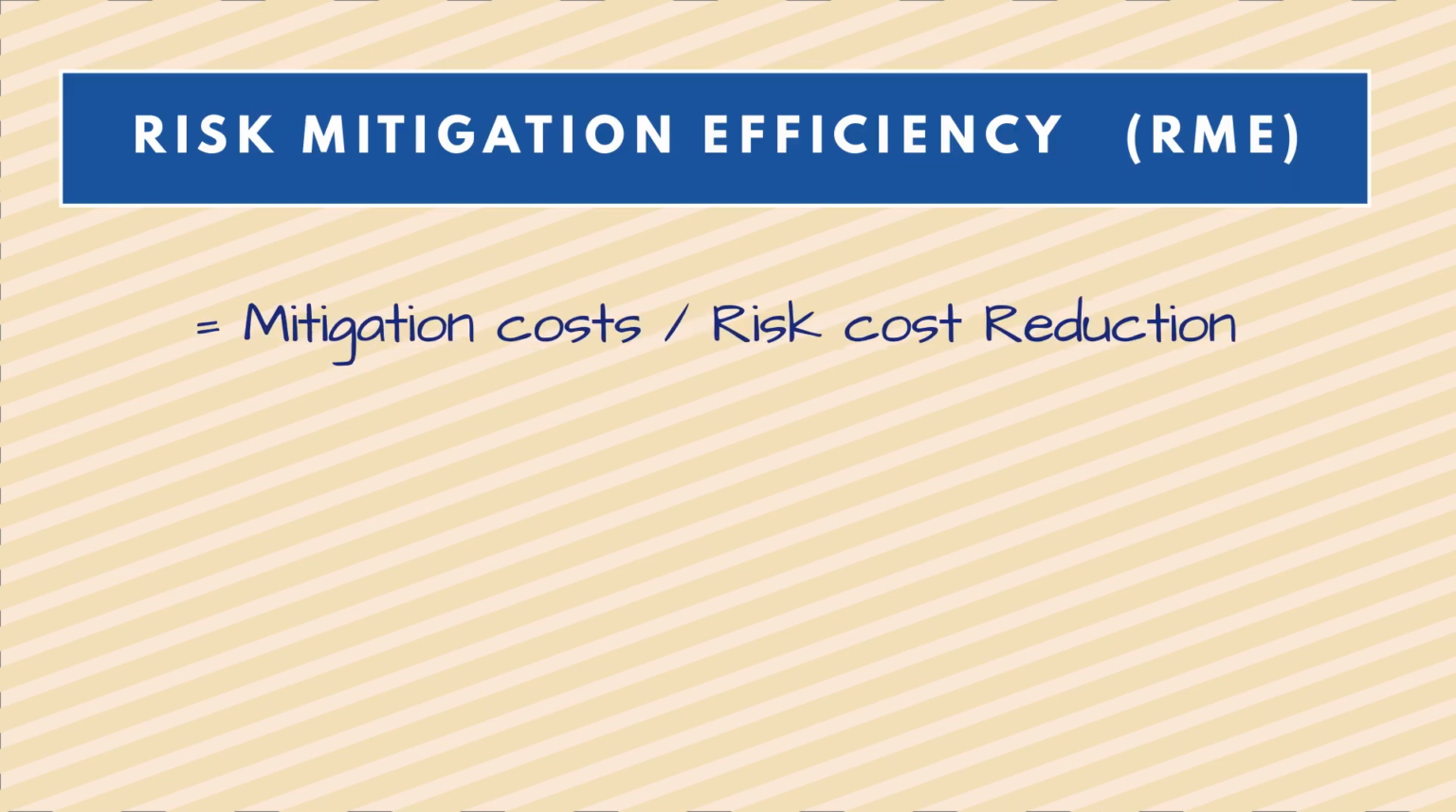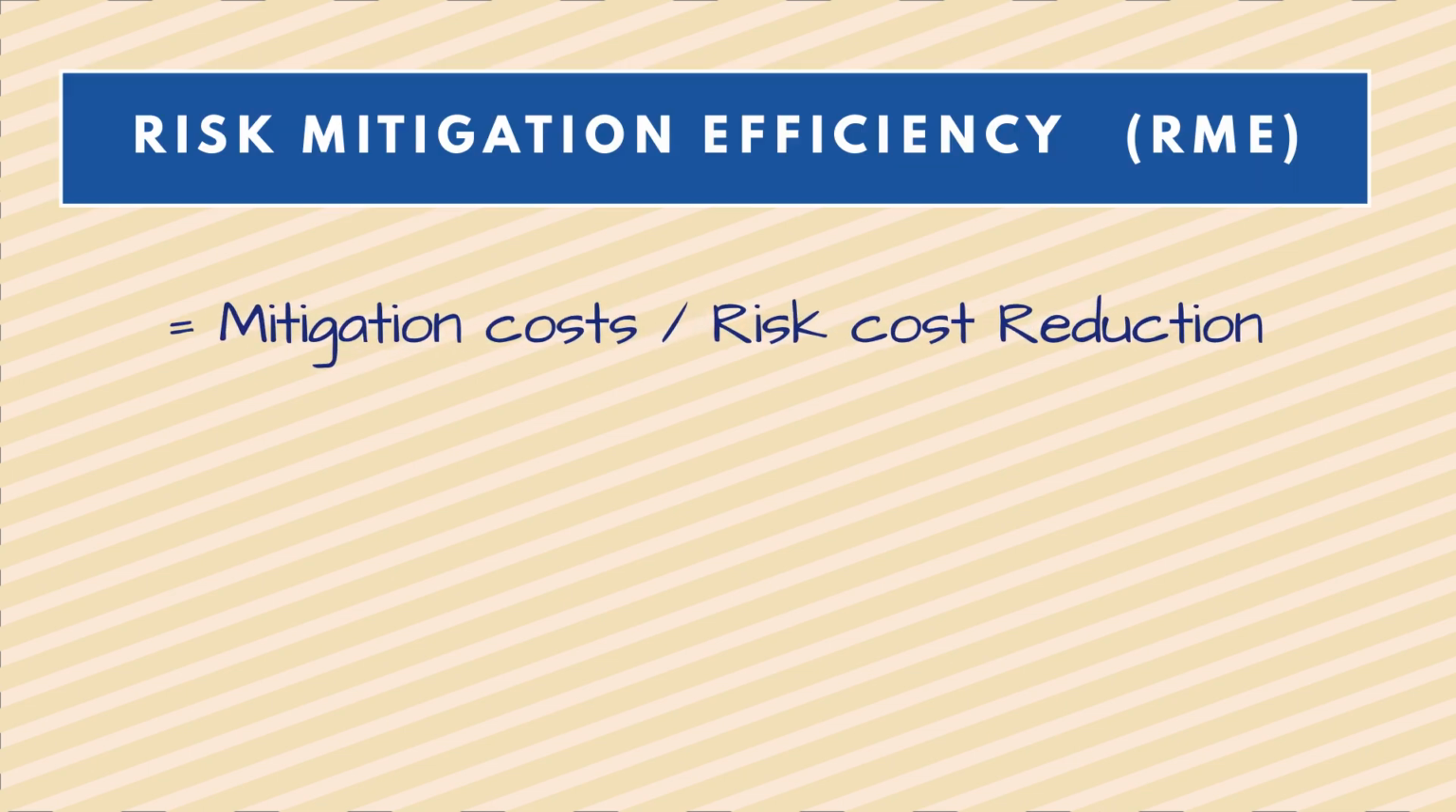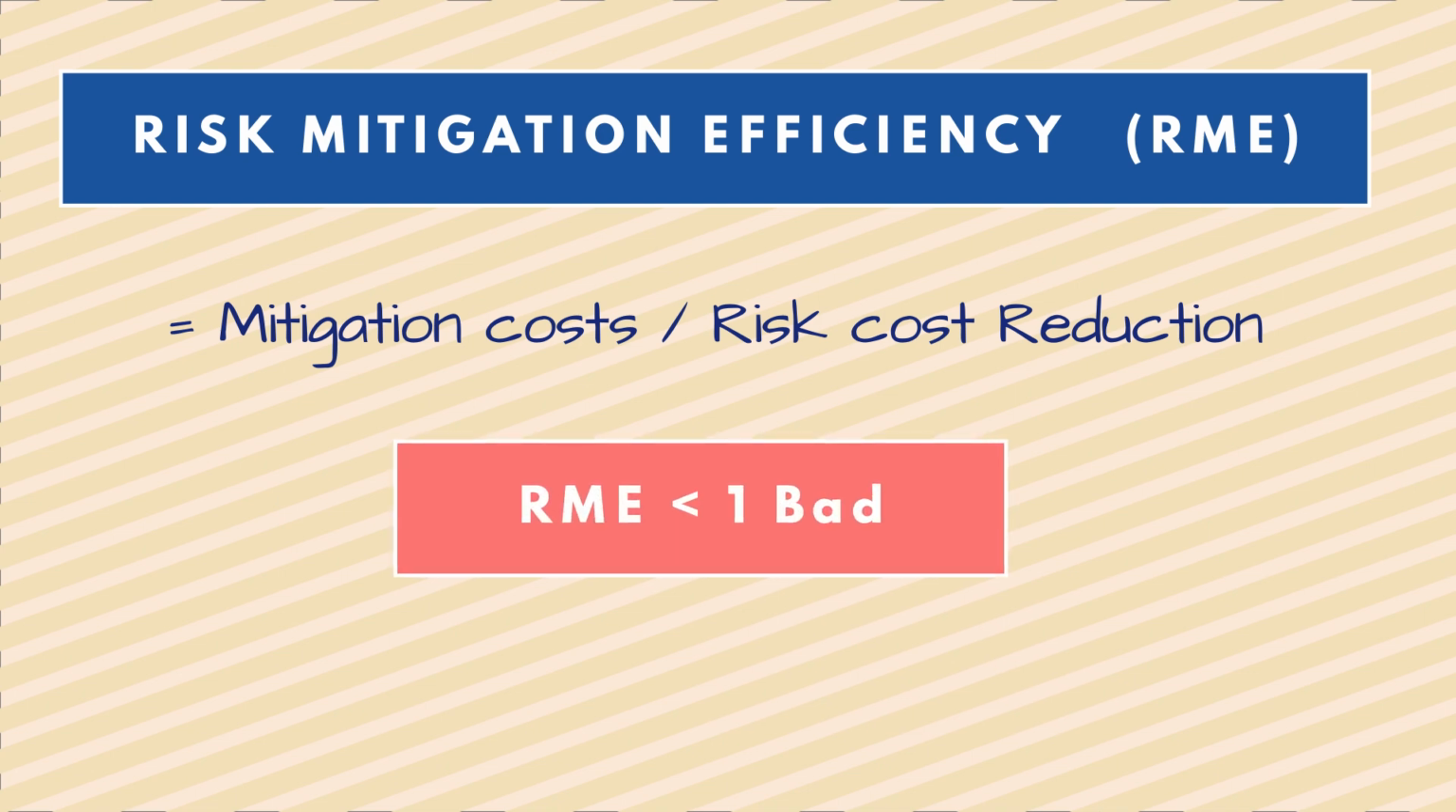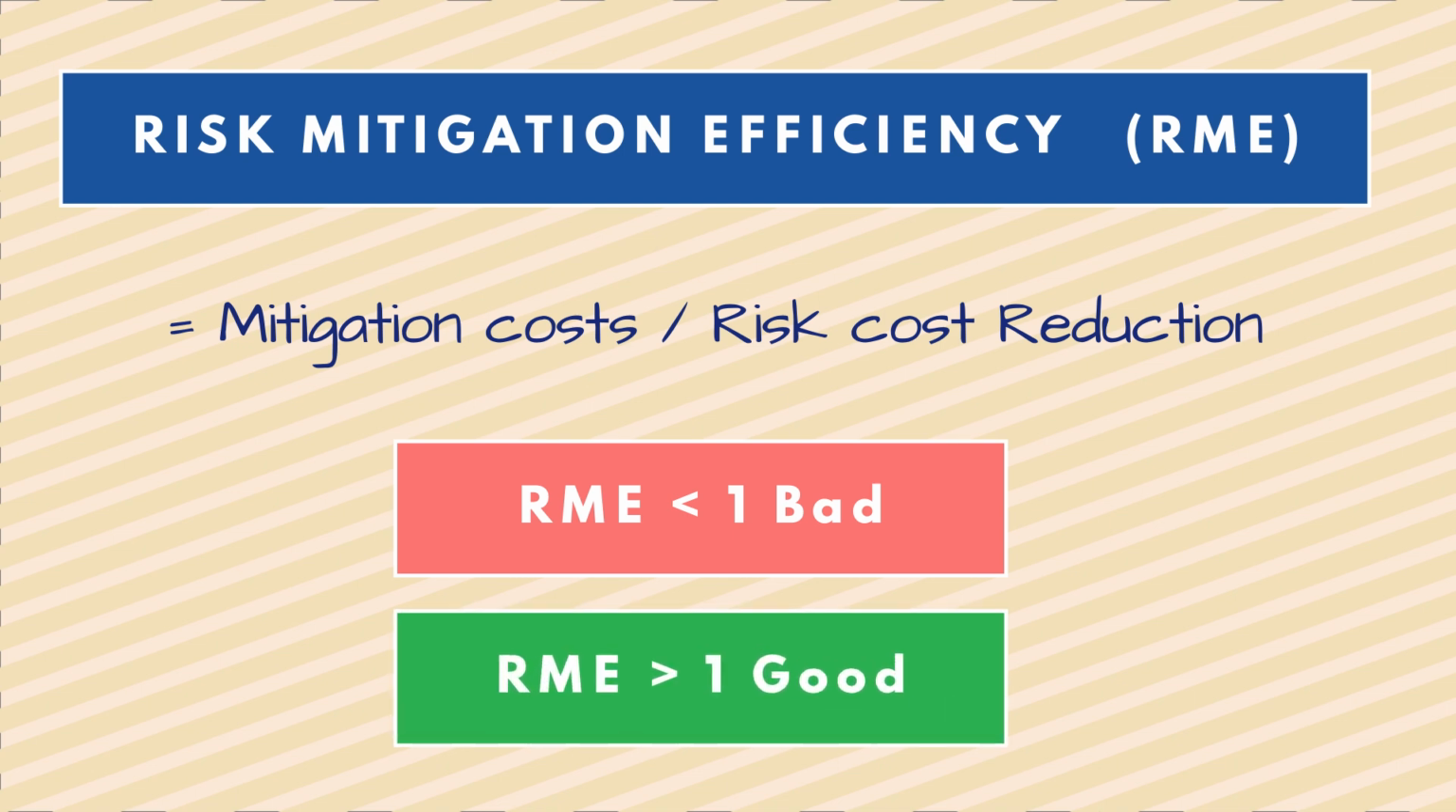So RME, if you don't know what it is, it's a number between 0 and, I suppose, 100 that tells you how efficient your mitigation is. So if it's below 1, don't bother. But if it's above 1, then that might be worth implementing as a mitigation.